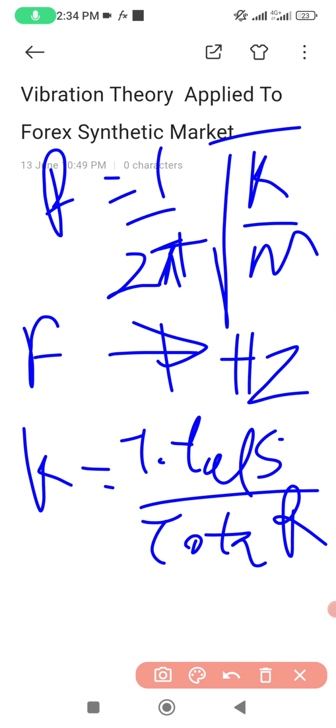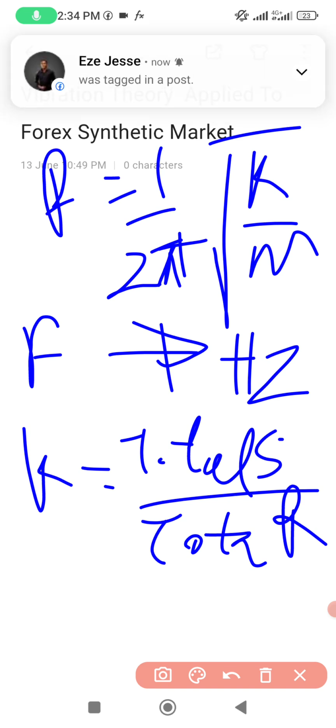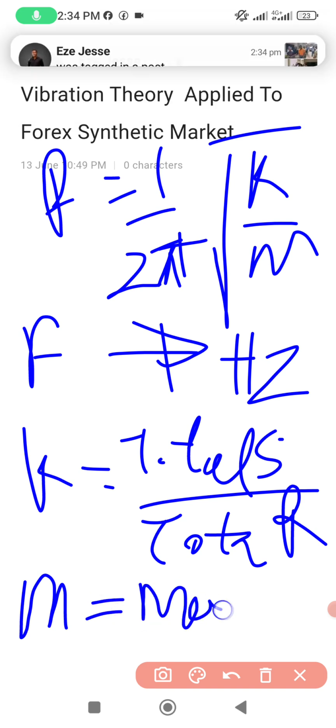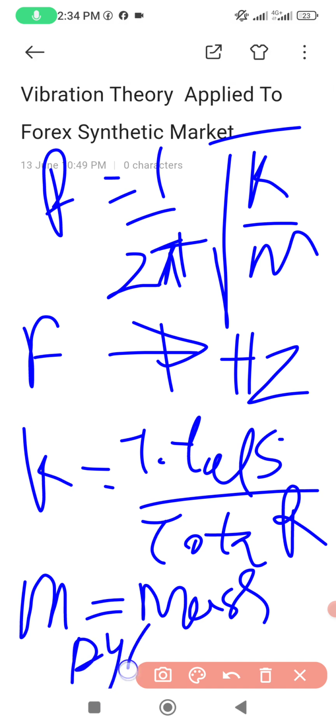But this is not the only criteria to show that the market will buy, because you still need to consider the mass. R is the total number of sellers who are trying to make the price go down. So what is M? M is the mass psychology, or the view, the trader's view.